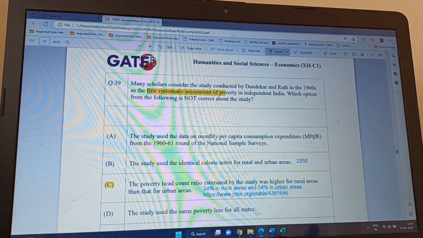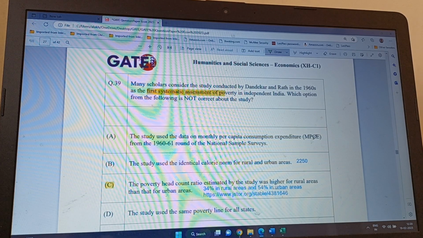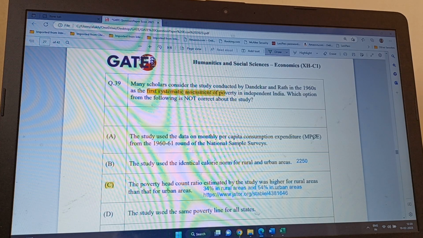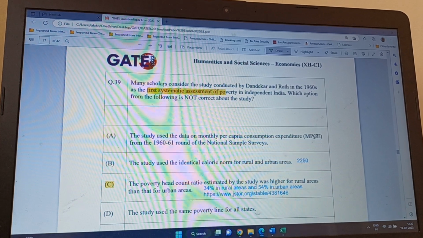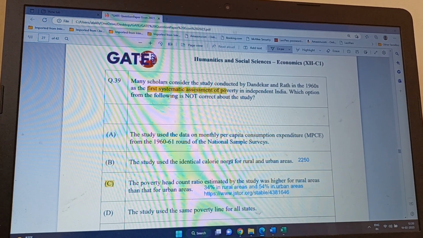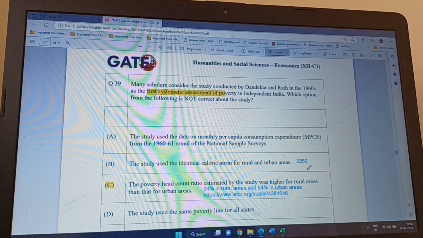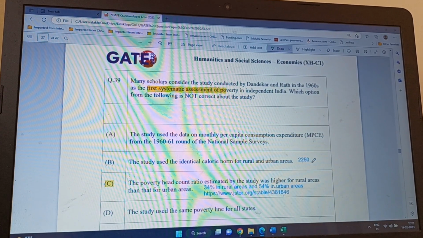Why did they use monthly per capita consumption expenditure as a measure of poverty? Because if people have money but they don't eat, they save it, then actually they are poor. Means they are not well nourished. So that's why whether the people have that much money to spend on food is the deciding factor for poverty level. So he used that consumption expenditure, and then option B, the study used the identical calorie norm for rural and urban areas. Yes, it is correct. And the calorie amount was 2250 calories per day.